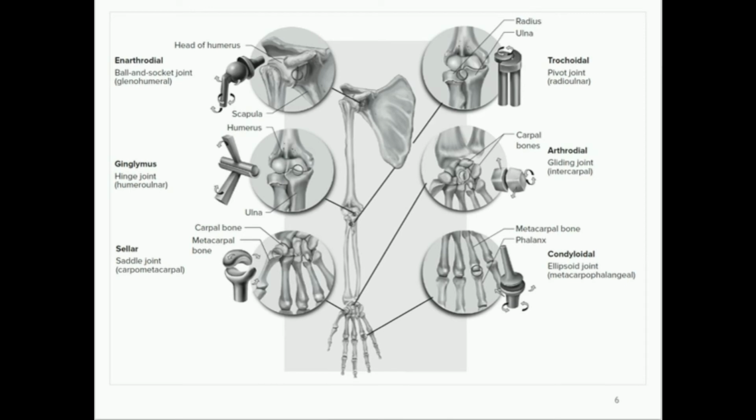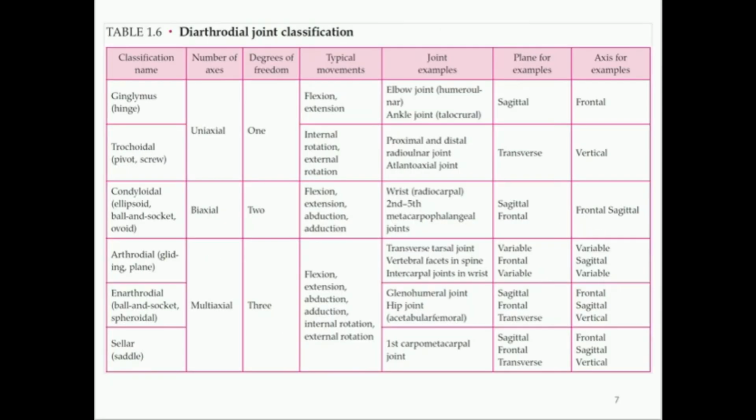We also have different classifications of joints depending on what kind of motions they allow. And without going into too much detail, we'll look at this slide, which gives you a table of the various types of joints. We can have hinge joints, pivot joints. We can have a ball and socket ovoid. We can have gliding joints, ball and socket spheroidal, and saddle joints.